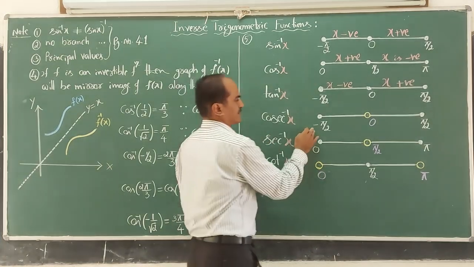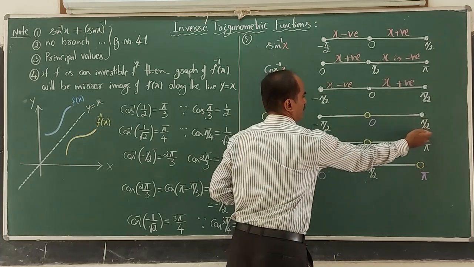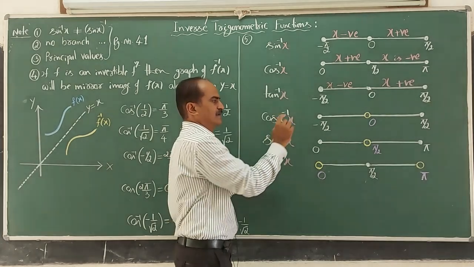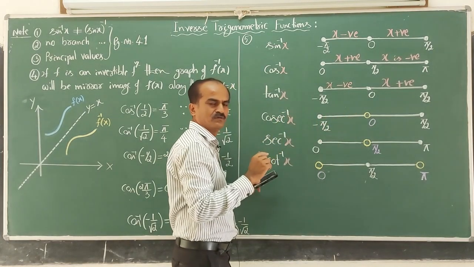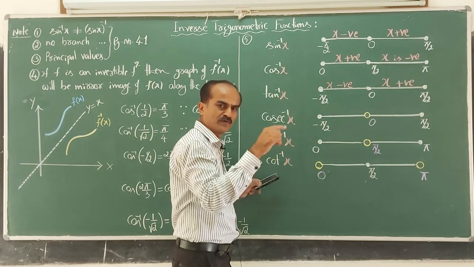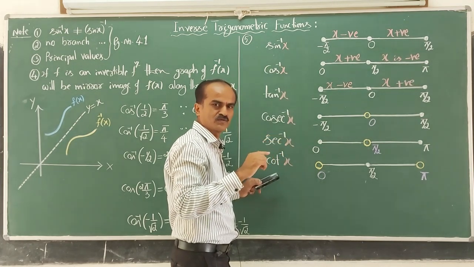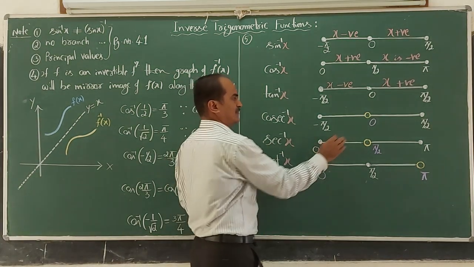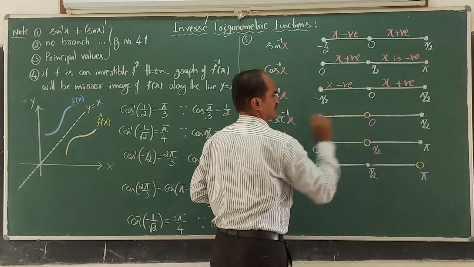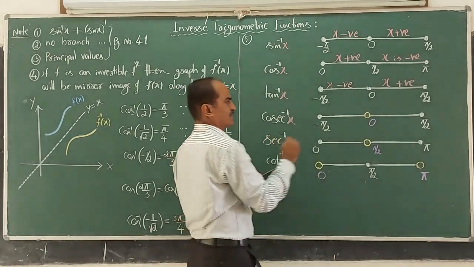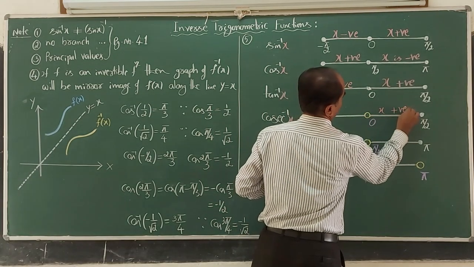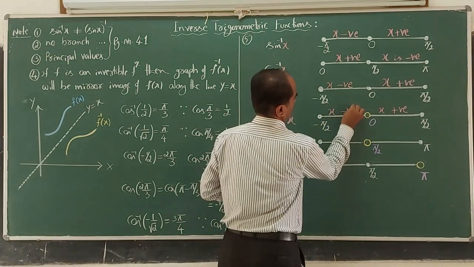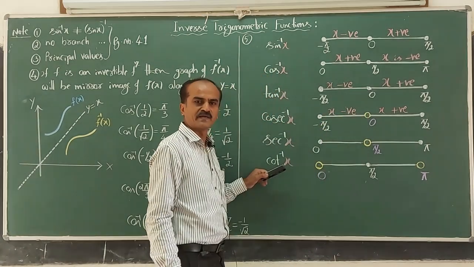Cosecant inverse x lies in the interval minus pi by 2, pi by 2, except 0. Recall the range of cosecant inverse x we wrote, closed interval minus pi by 2, pi by 2, leaving the element 0. Why do we have to leave it out? For any value of x, cosecant inverse will not give us 0, because cosecant 0 is not defined. So 0 is not present in this interval. Now, when x is positive, it gives the angle in the interval 0, pi by 2. When x is negative, we get an angle in the interval minus pi by 2, 0.